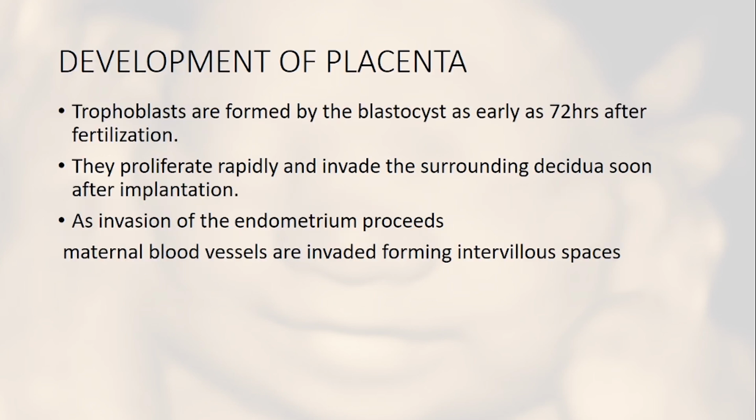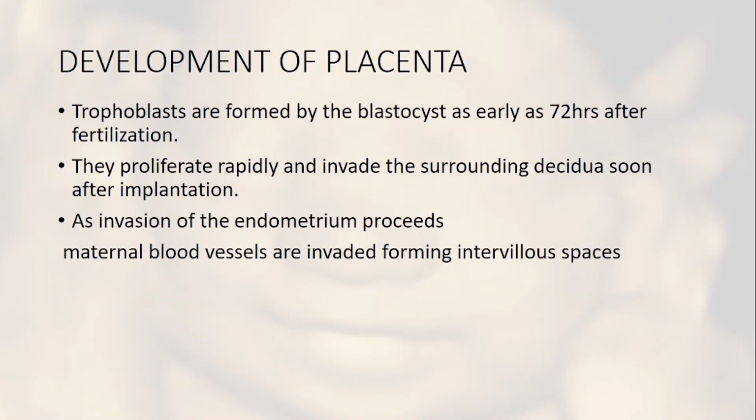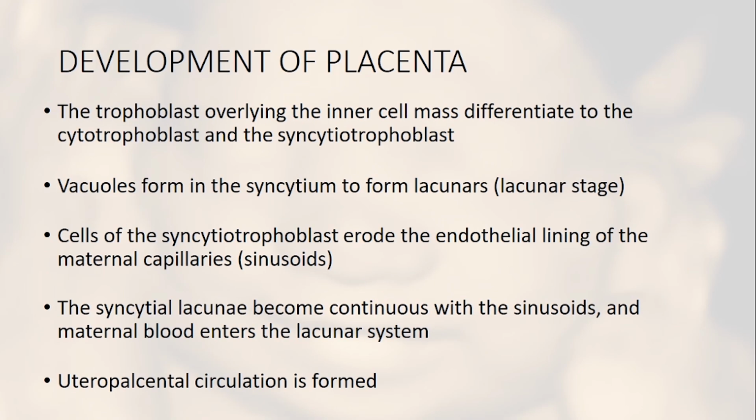If you remember, while I was talking about the process of fetal development, we talked about the trophoblast. The trophoblast are formed by the blastocyst as early as 72 hours after fertilization. They proliferate, and then they invade the decidua soon after implantation, if you remember the slide. And then the invasion of this endometrium proceeds until the maternal blood vessels are invaded to form the intervillous spaces.